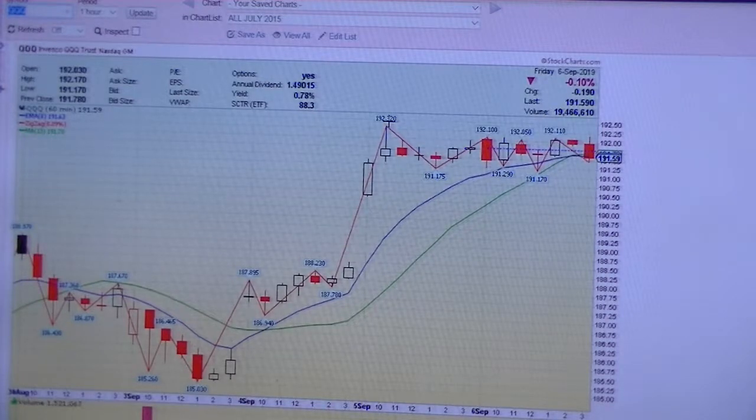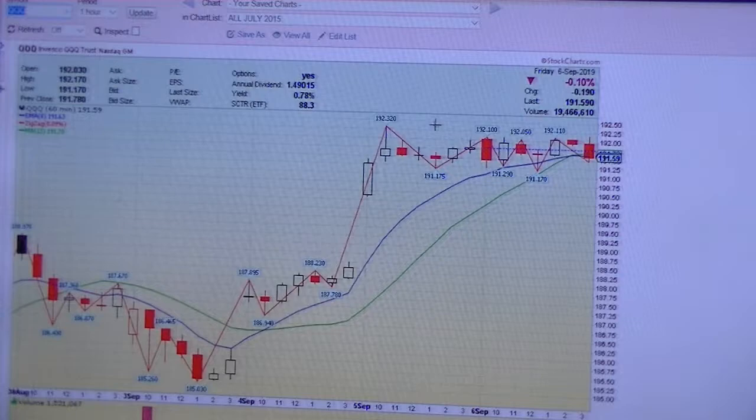It went from 192.32 down to 191. It went back up to 192, came back down to 191, went back up to 192, came back down to 191, went back up to 192, and now it's currently on its way back down. So right now, the support area is about 191.17, 191.20, somewhere in that area, and the stock closed on Friday at 191.59.